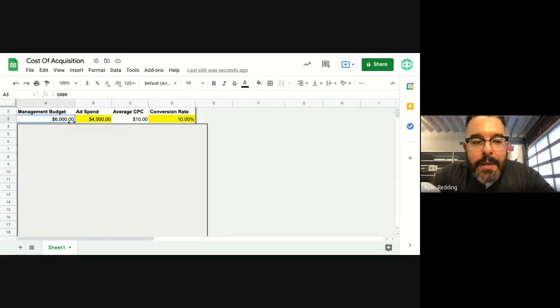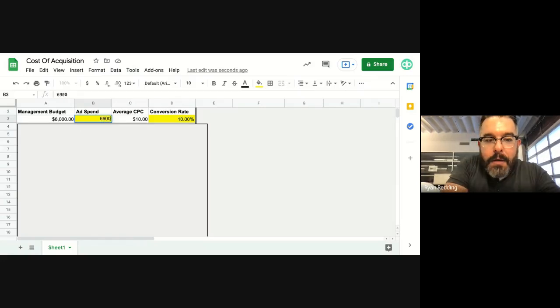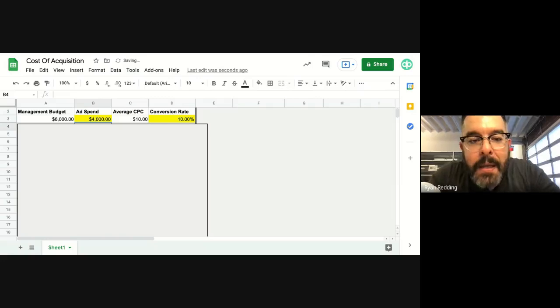A lot of times the range on how much you pay someone to manage pay-per-click, like AdWords, for instance, can vary. But let's say you're paying someone $6,000 a month, right? And let's say for the $6,000, they're managing $4,000 of ad spend. You can make this number go up. You can make it go down. It doesn't matter. Your budget's your budget. But for this exercise, we're just going to do 4,000.